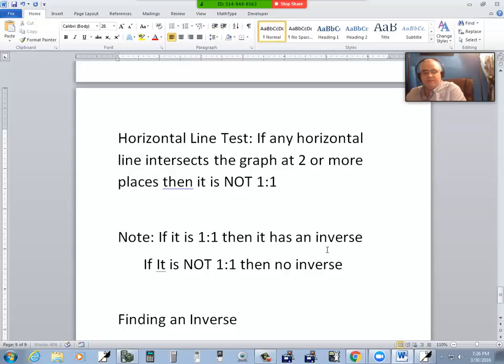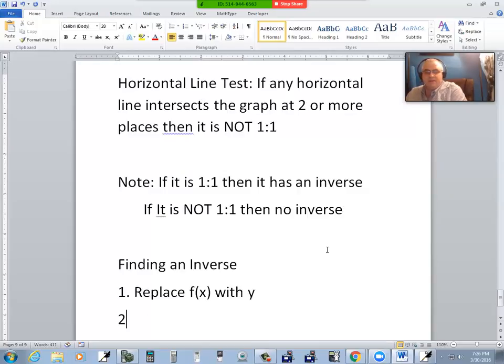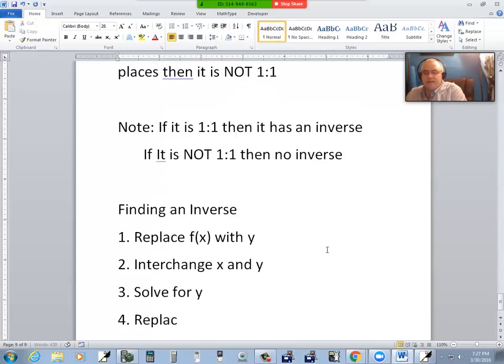Now, finding an inverse. Step 1, of course, it must be one-to-one. That's with the note up there. But step 1, you replace f of x with y. Step 2, you interchange x and y. Step 3, you solve for y. And step 4, you replace y with your inverse notation. Now your inverse notation looks like f to the negative 1 power. It's not a negative 1 power. It's purely notation.